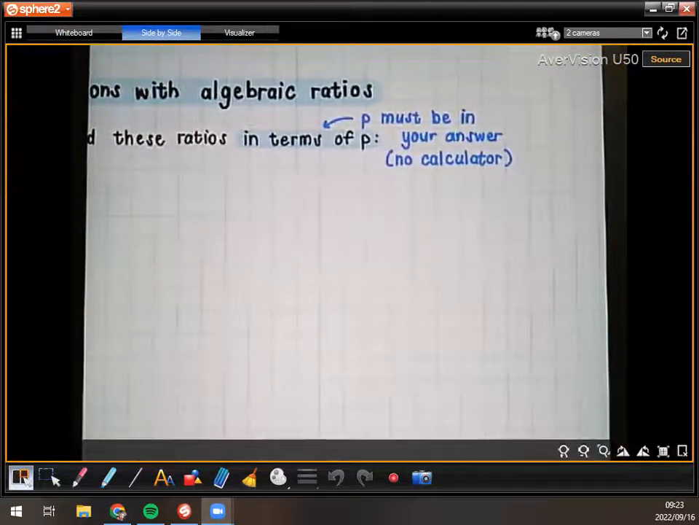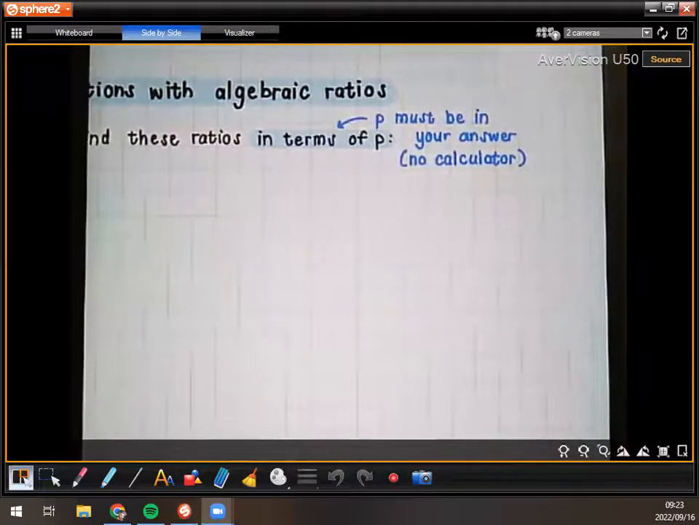You can use the calculator to help you reduce what they've given you. I'll tell you now, if you need to. But in terms of your final answer, you can't just write a number that you got from the calculator.